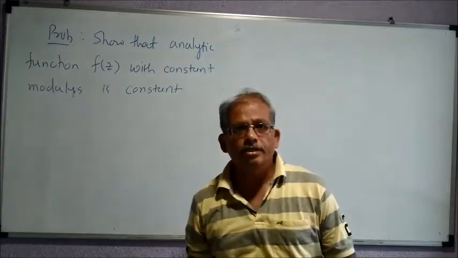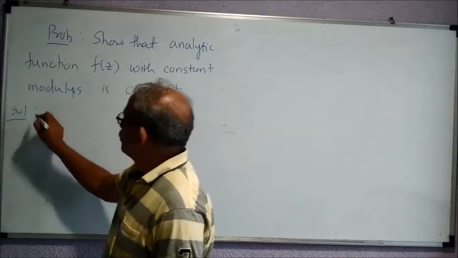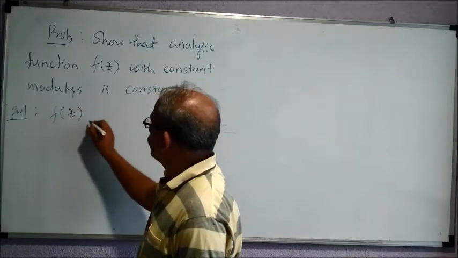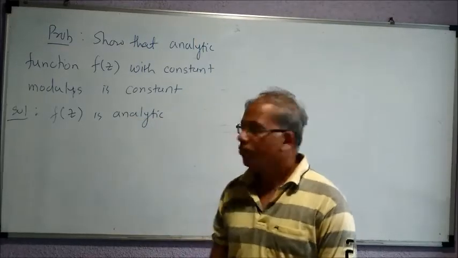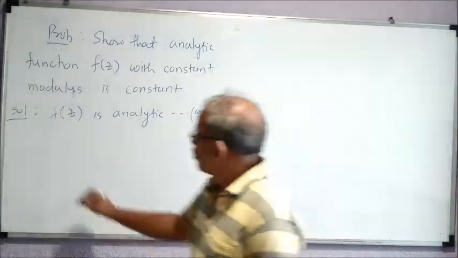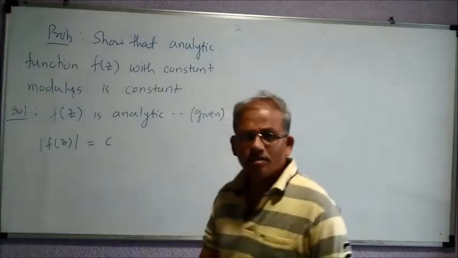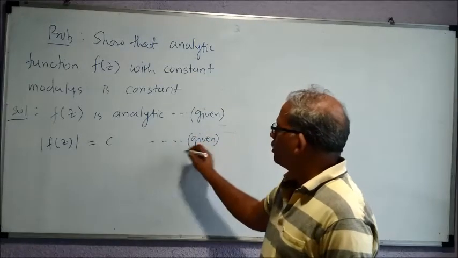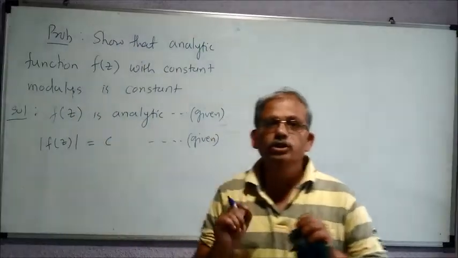See what kind of things are given to us. So let's say the solution. First of all, f of z is analytic. This is given. Then modulus of f of z is constant, some c, where c is a constant. These two things are given to us, and we need to prove that this f of z must be a constant function.